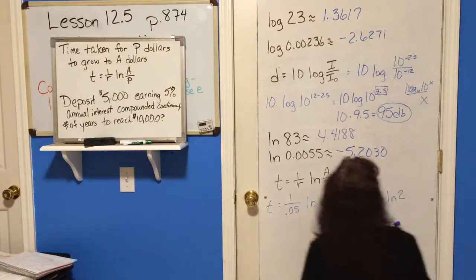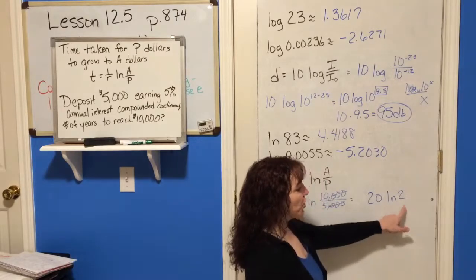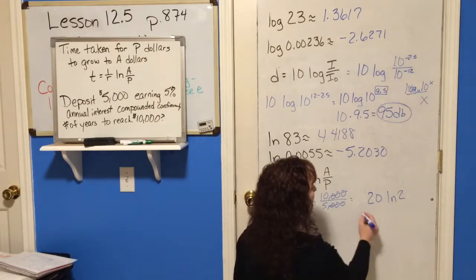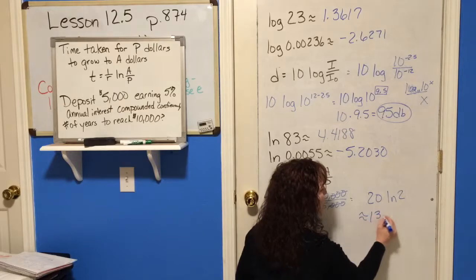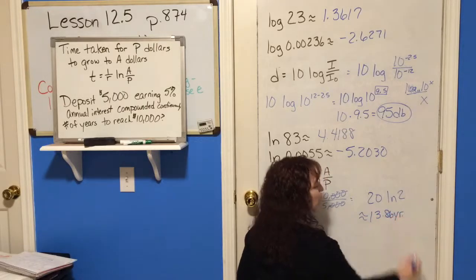So now you simply put it into your calculator. Natural log of 2 times 20, and you should end up with about 13.86 years.